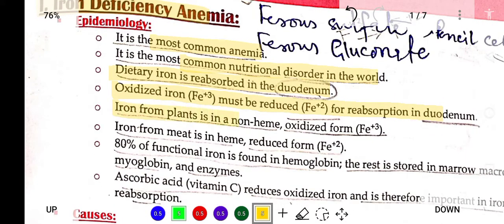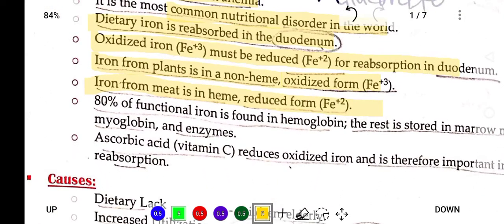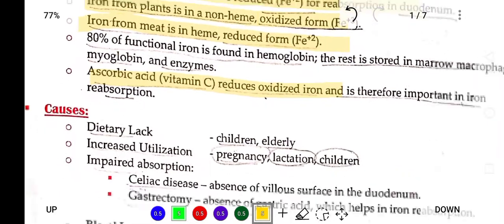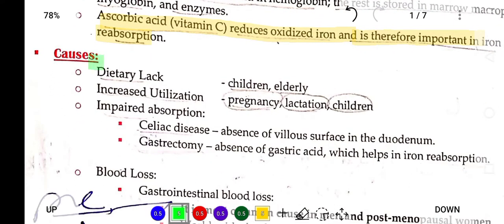Iron from plants is in the non-heme oxidized ferric form, and iron from meat is in the heme reduced ferrous 2 form. So what happens, iron is reabsorbed from the duodenum, and ascorbic acid, vitamin C, reduces oxidized iron and is therefore important in iron reabsorption. So it means vitamin C is also helpful for iron deficiency anemia.